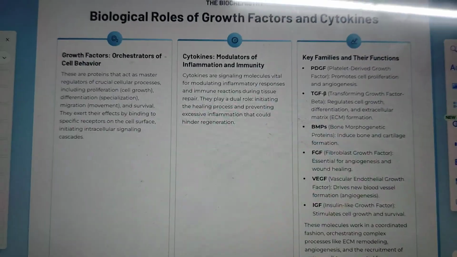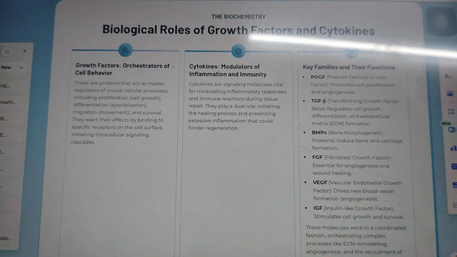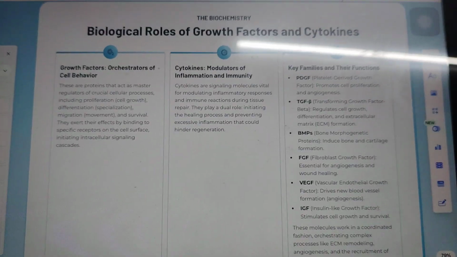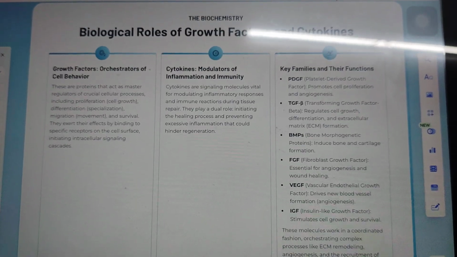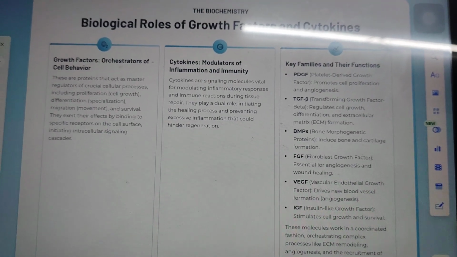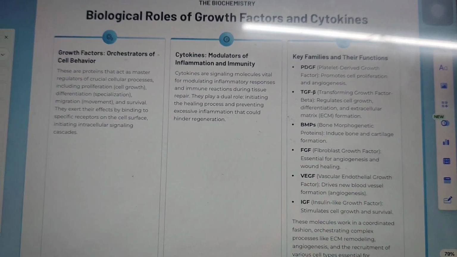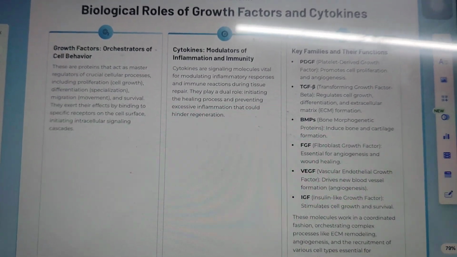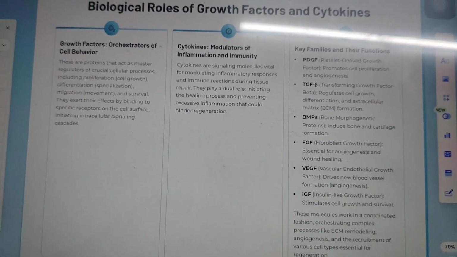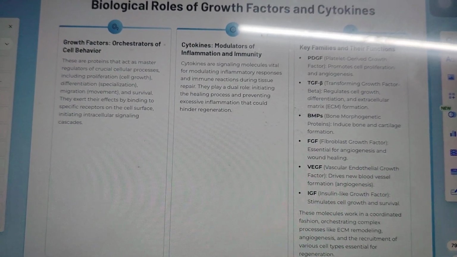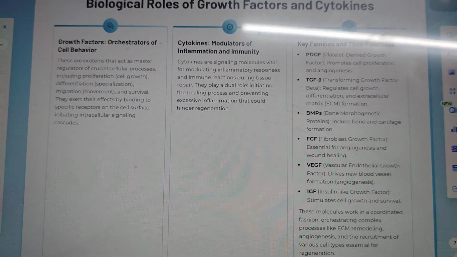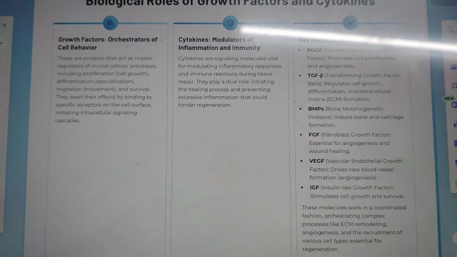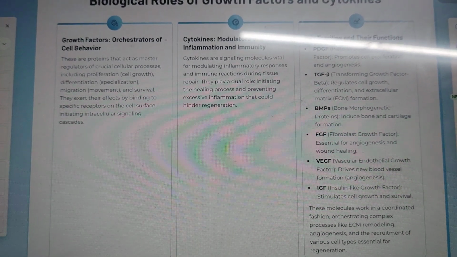Key families and their functions. PDGF, platelet derived growth factor, promotes cell proliferation and angiogenesis. TGF beta, transforming growth factor beta, regulates cell growth, differentiation, and extracellular matrix formation. BMPs, that is the bone morphogenetic proteins, induce bone and cartilage formation. FGF, fibroblast growth factor, essential for angiogenesis and wound healing.